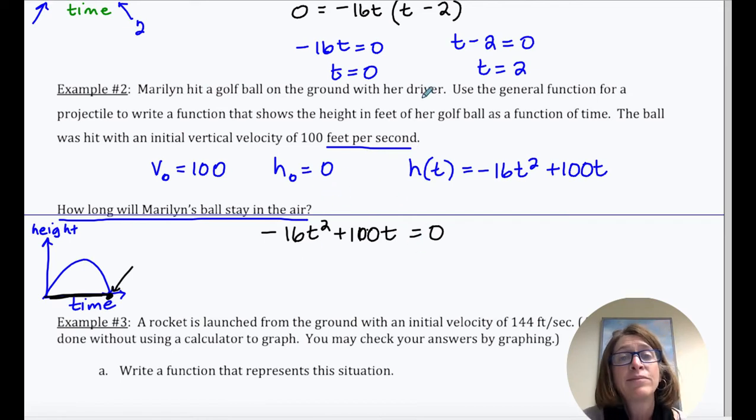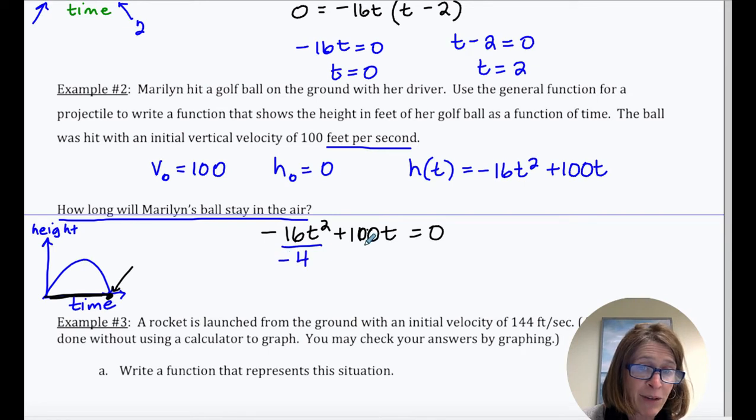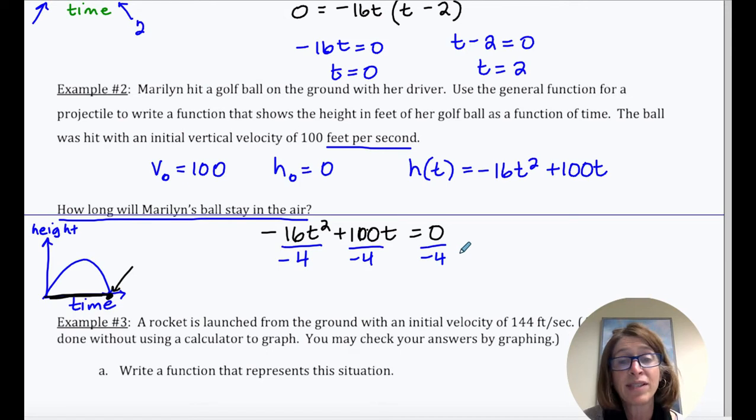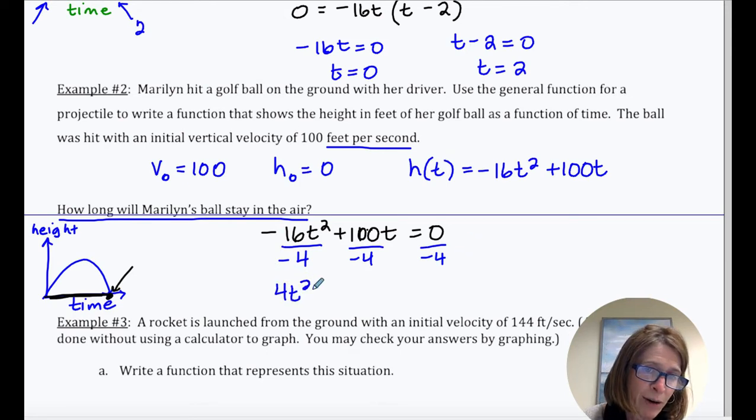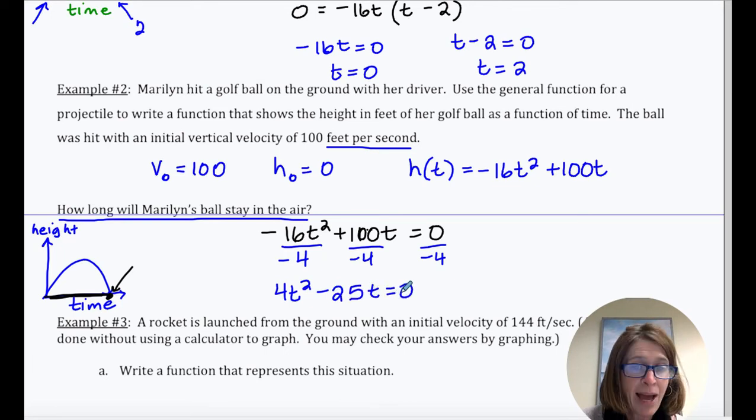Now, I factored out a negative 16 in the last one. I could simplify this by dividing everything by negative 4. Remember, you can't divide by t. That is one way of simplifying it, so I want to show that way as well. So that would give me 4t squared minus 25t equals 0. And so now I can take out a t. So that is another method of doing that.